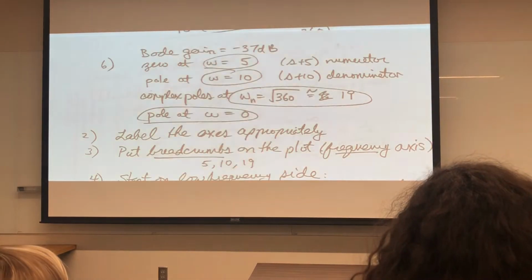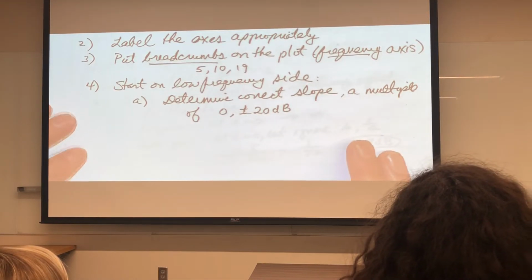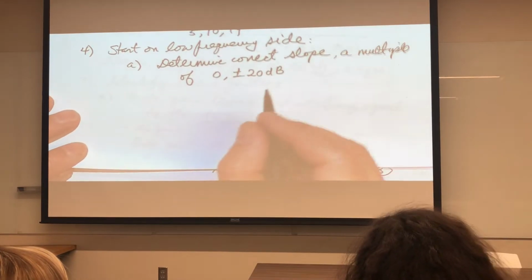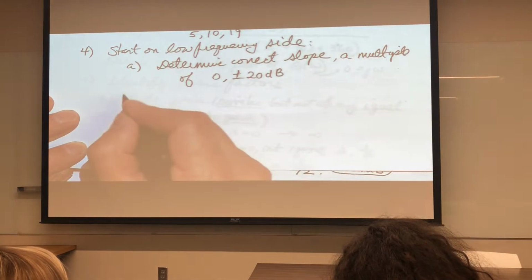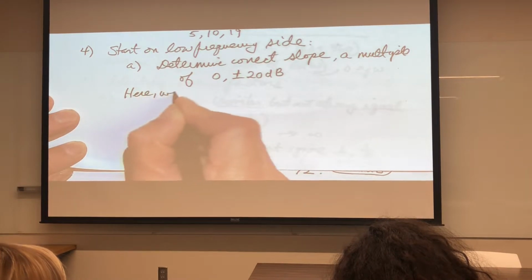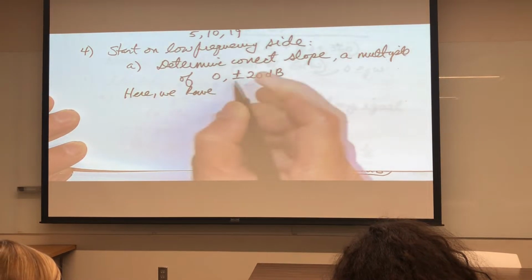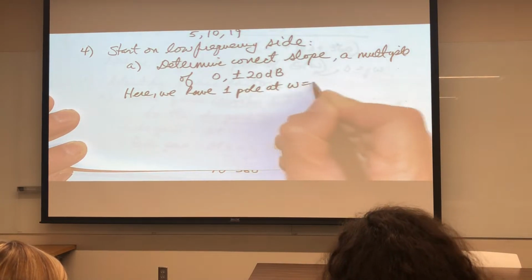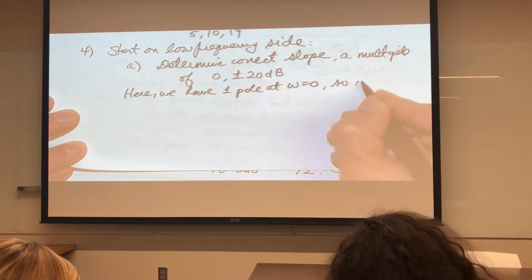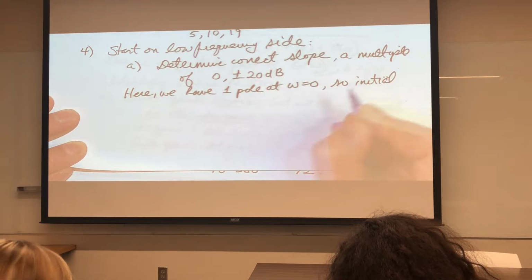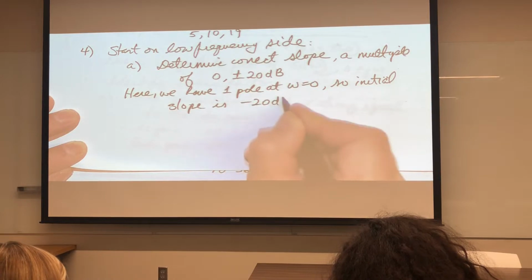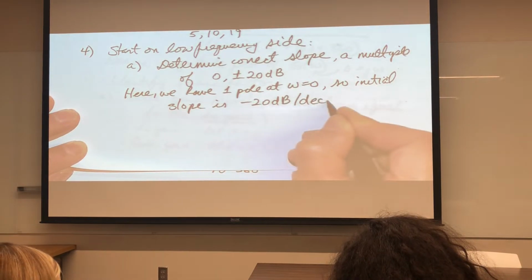So for this example, we're going to start on the low frequency side and determine the correct slope. Here, we have one pole at omega equal to 0. So the initial slope is negative 20 dB per decade.